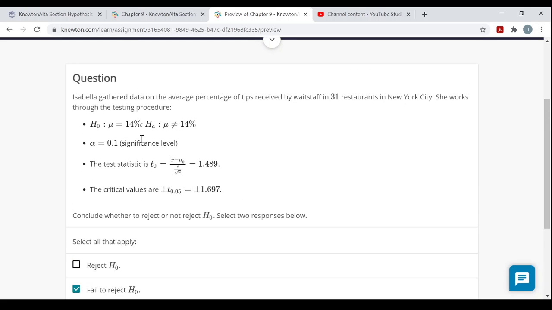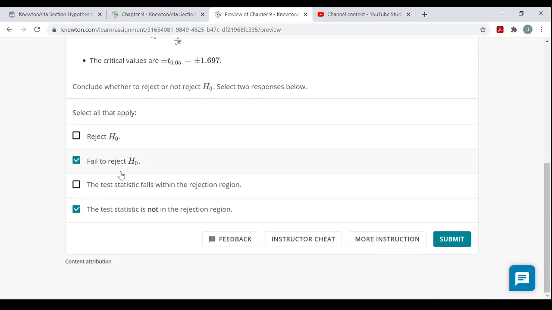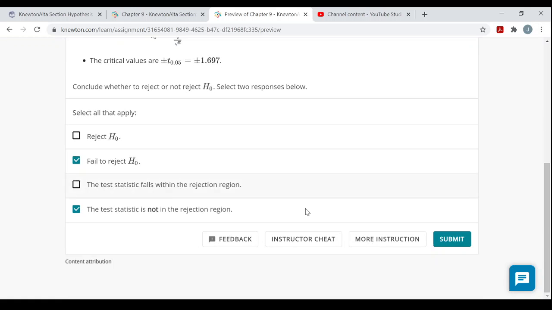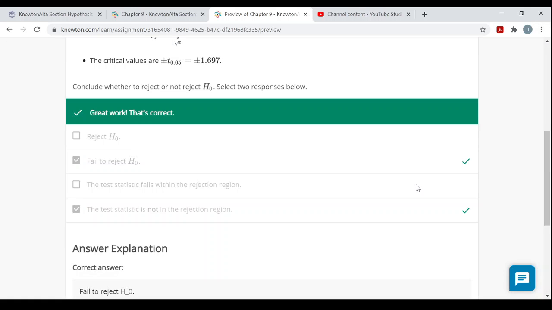Now, we're not rejecting, we're keeping the null hypothesis. So this assumption that the average percentage of tips received by waitstaff in New York is 14%, we're going to keep that and not support the alternative. So we're going to say that there's not enough evidence to support the statement that the mean percentage of tips is not 14%. And I'm sure that's what they're going to have us do in the second part.